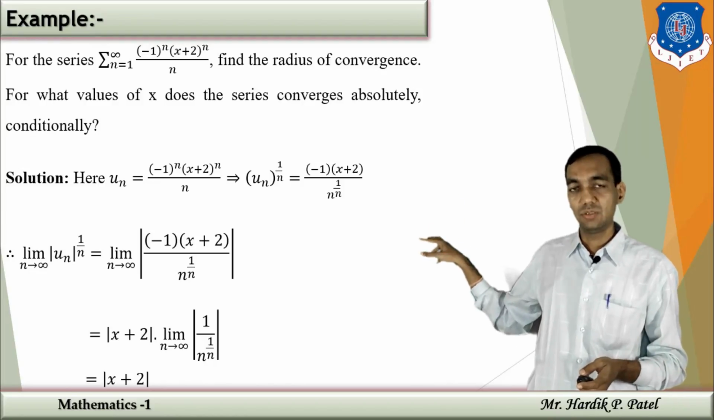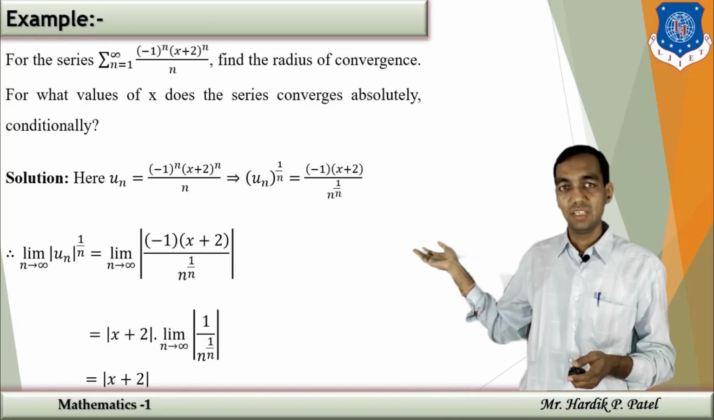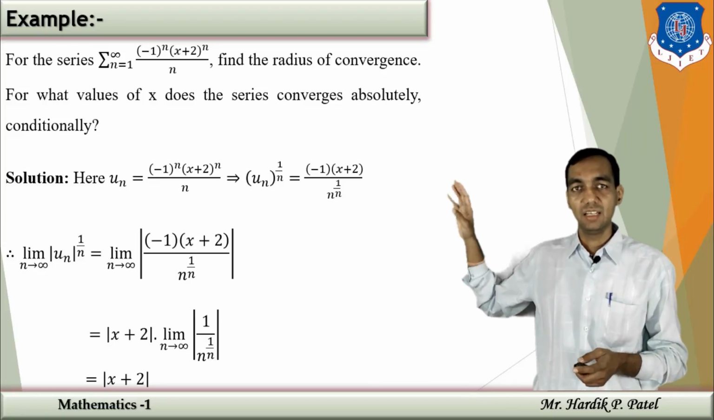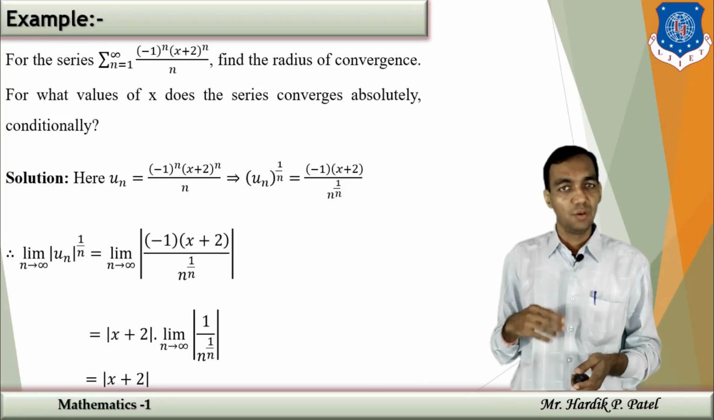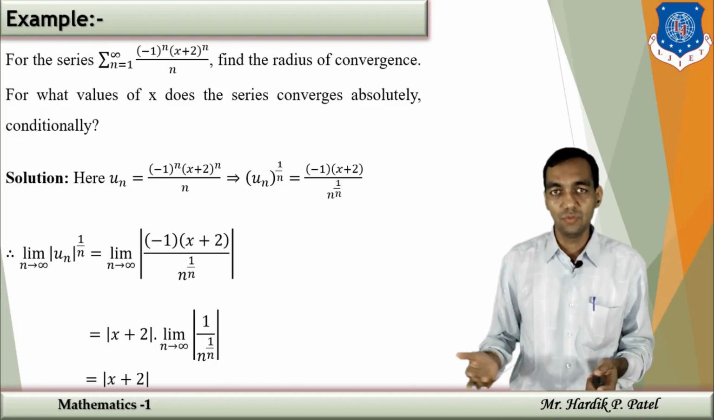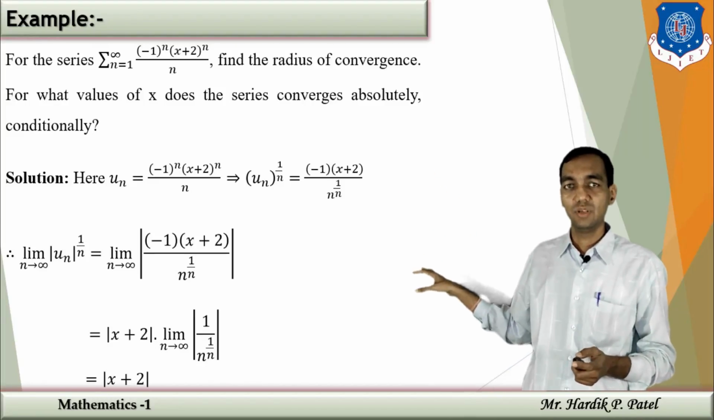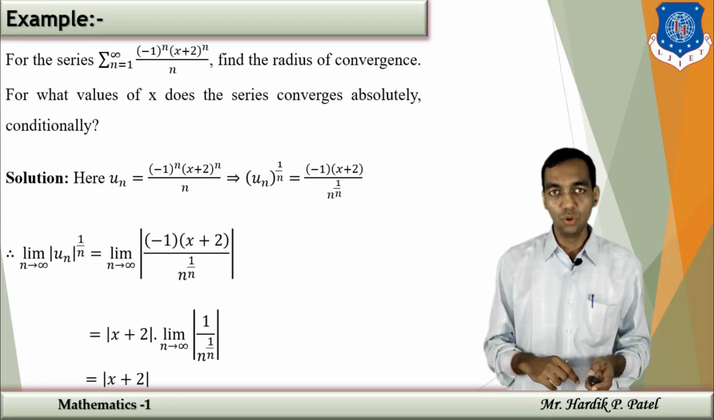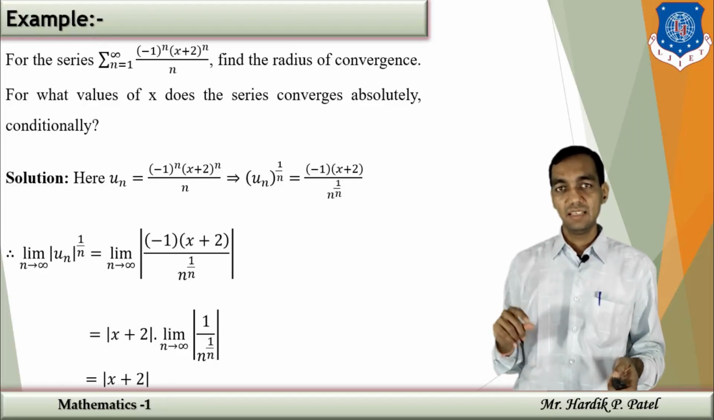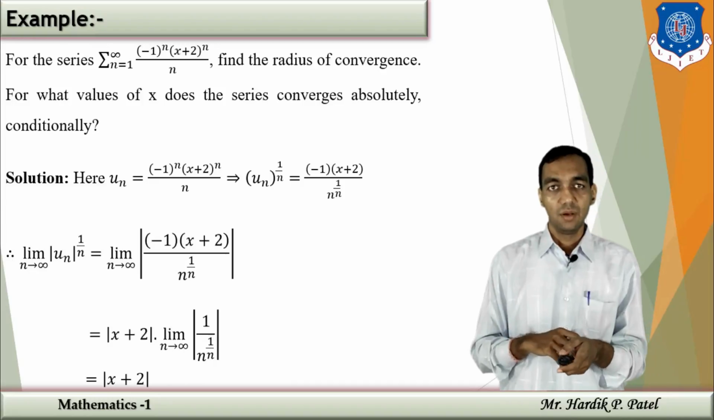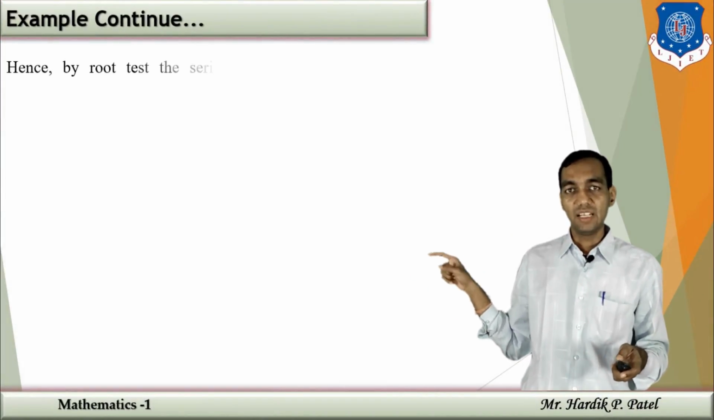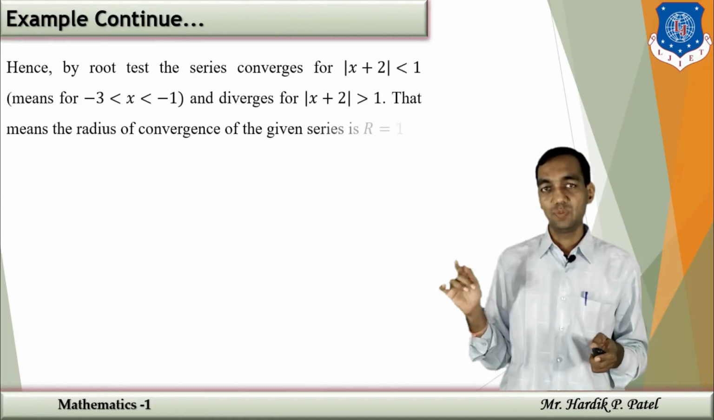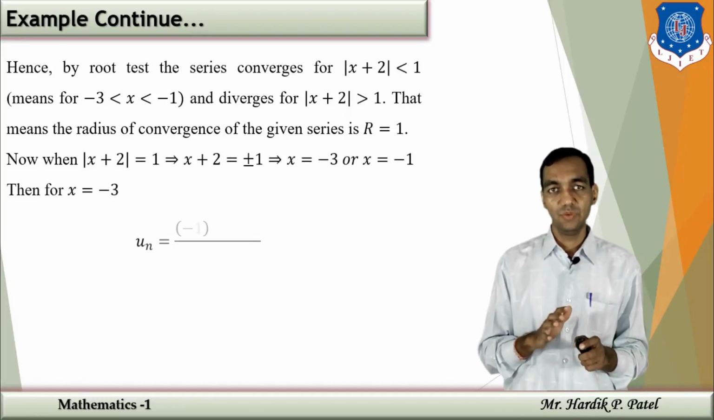Now for mod of x plus 2, we don't know the exact value, whether it is positive or negative, but it is constant. So mod of x plus 2 is taken common and the remaining part is 1 upon nth root of n. But nth root of n has a value 1. So the final answer of the limit of Un raised to 1 upon n is nothing but mod of x plus 2. So using the condition of the root test, if mod of x plus 2 is less than 1, then your series is convergent, correct? In the same manner, if mod of x plus 2 is greater than 1, then your series is divergent. And for mod of x plus 2 equal to 1, the test is going to fail.